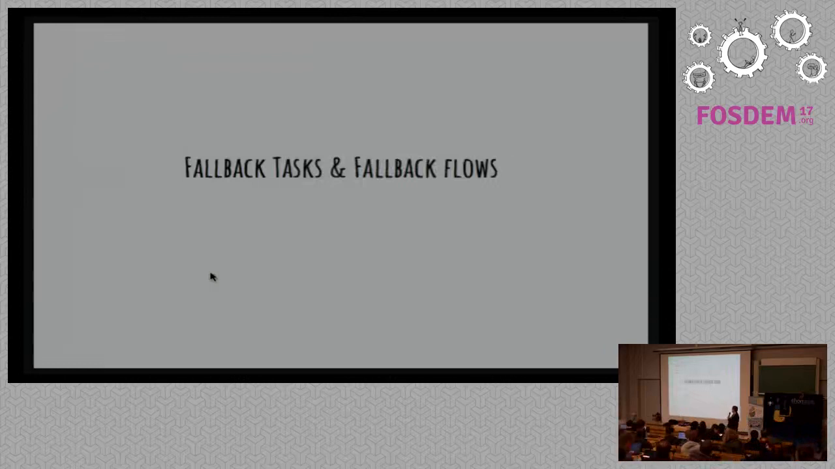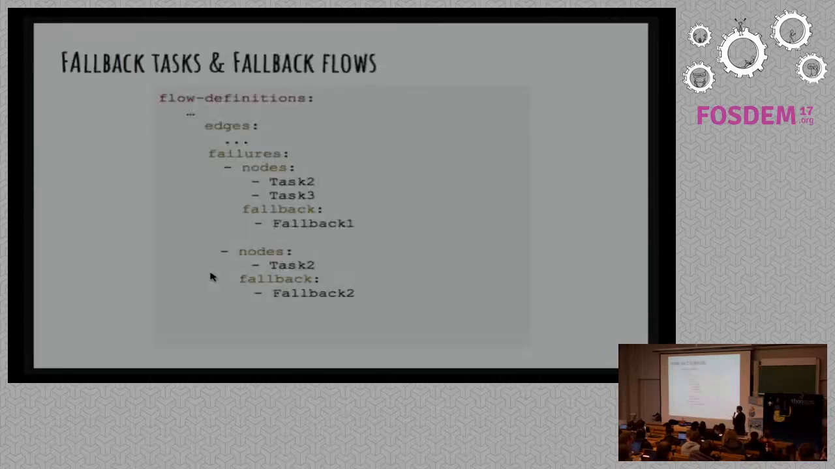Now, we want to have some granular control in our flow, so we want something that will give us a way to recover from failures, and this can be done using fallback tasks or fallback flows. The configuration is pretty straightforward, so in your flow definition you provide failures, and you state, hey, if nodes task 2 and task 3 fail at the same time, I want to run fallback 1. Another failure could be that only task 2 failed, and in that case we want to run fallback 2.